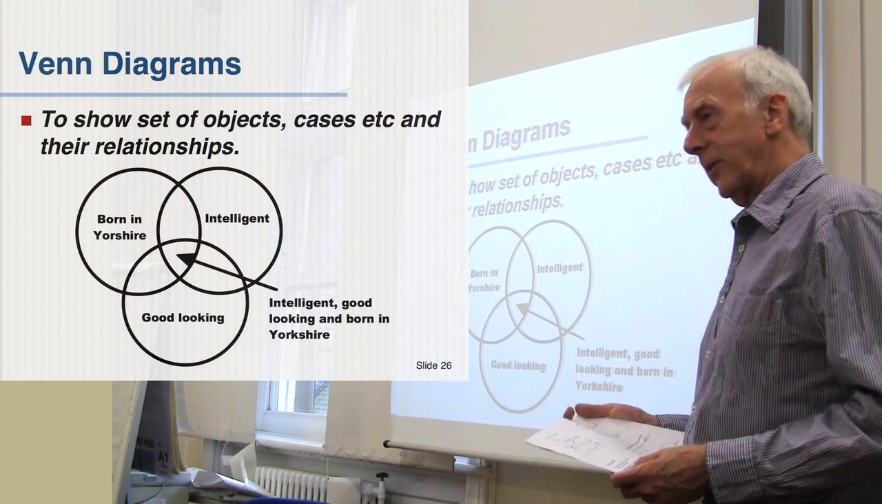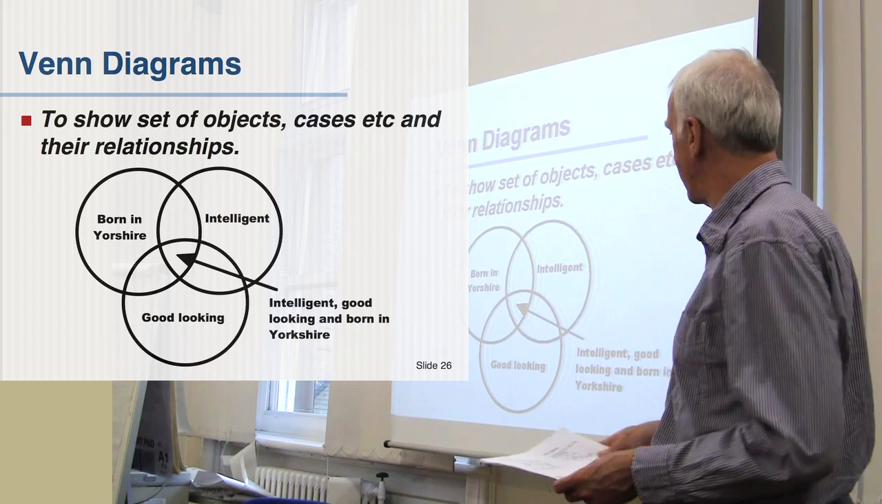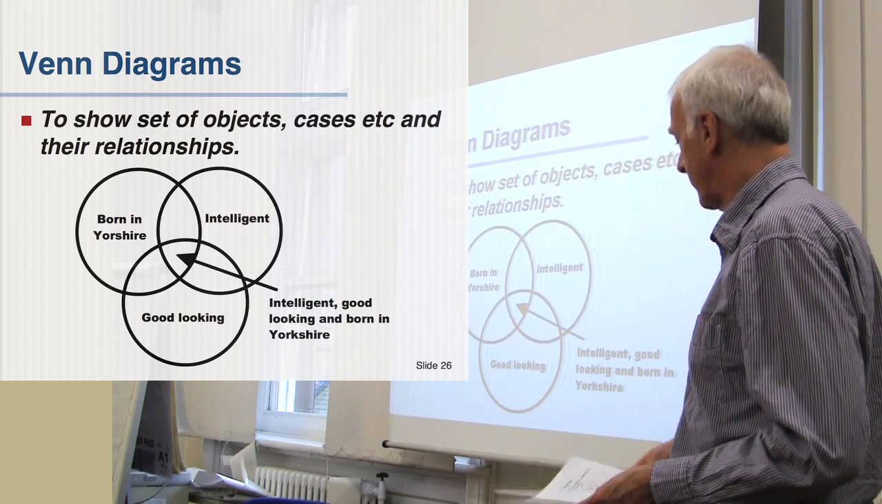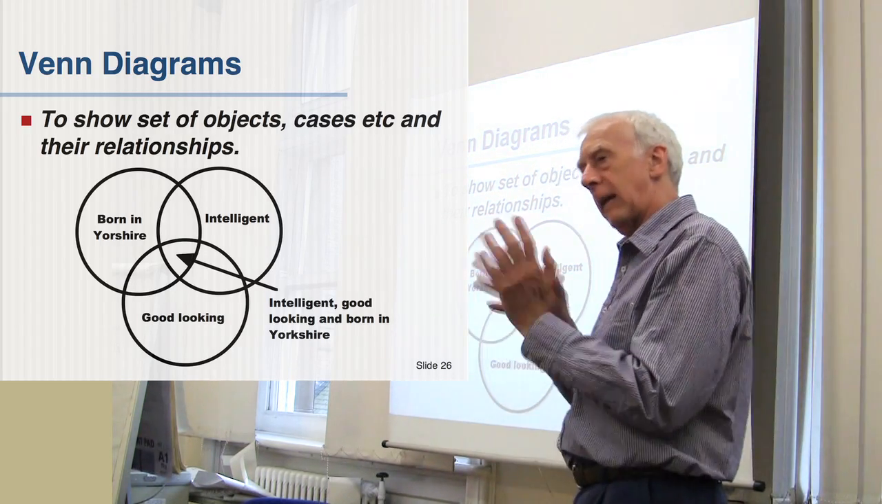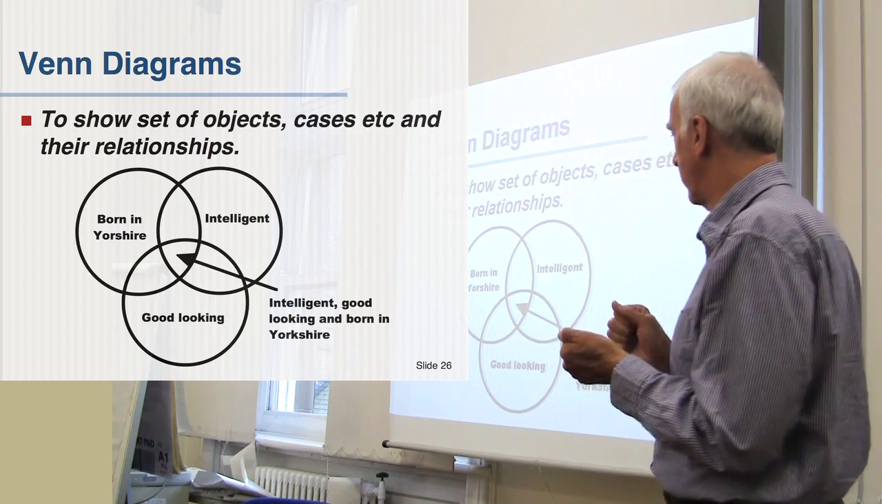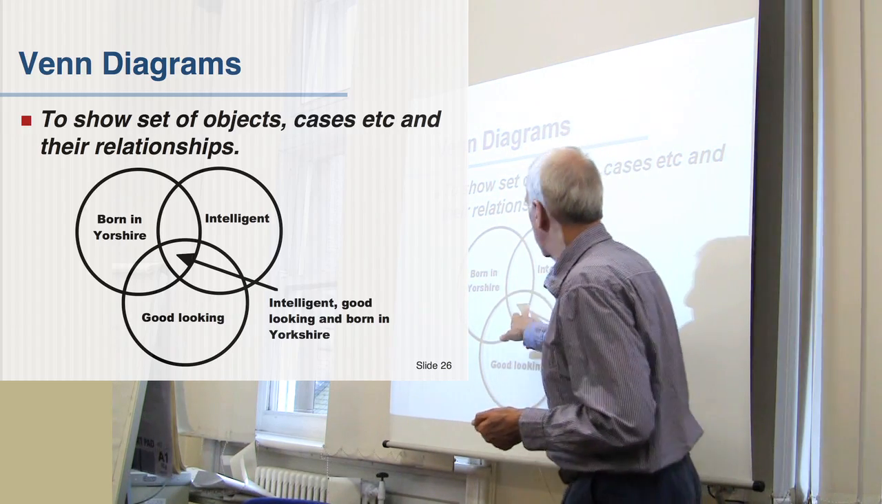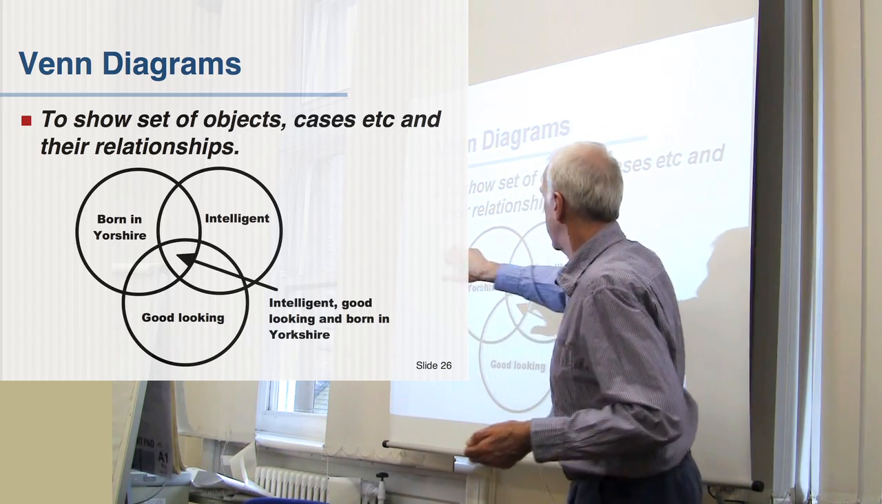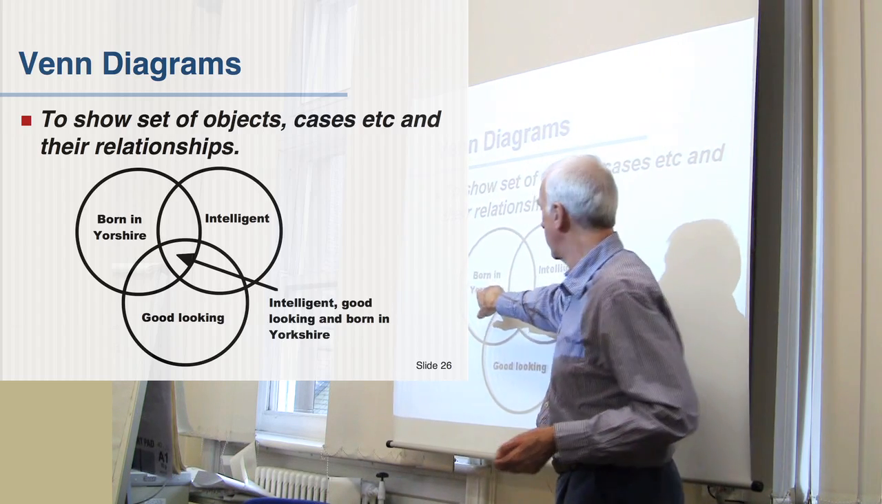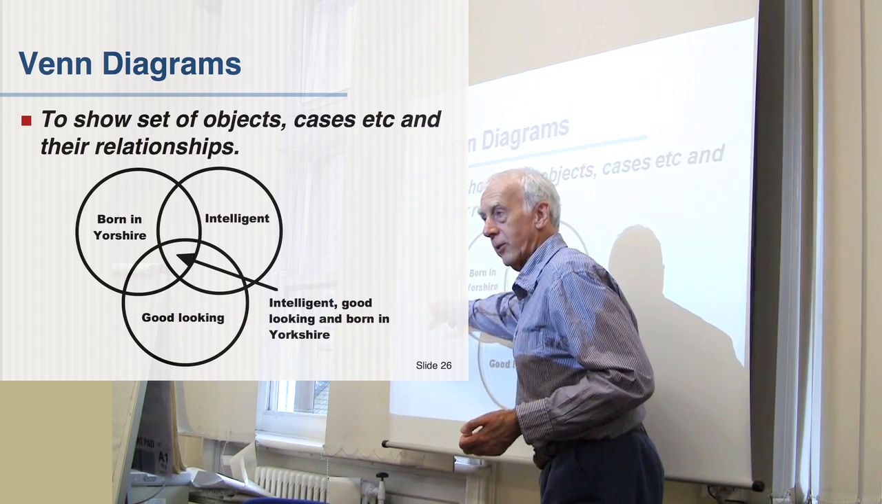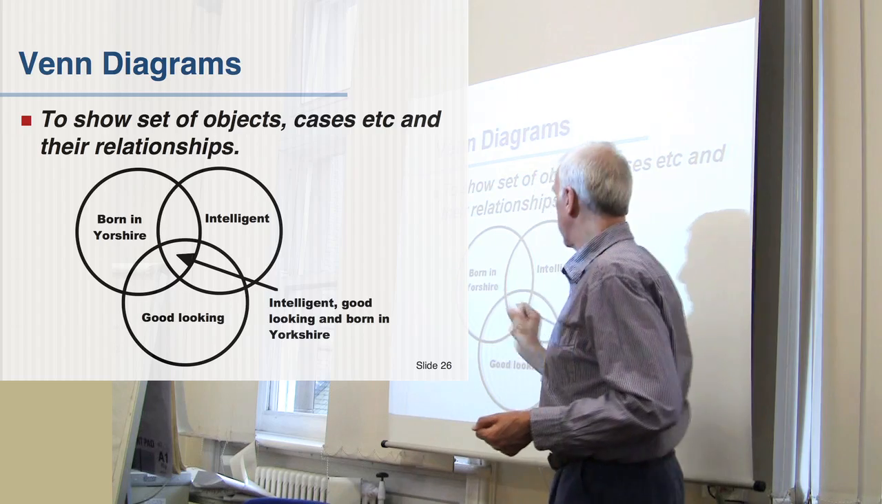Have you heard of Venn diagrams? Here's one. These are just simply ways of indicating overlapping characteristics in things. So, you know, the idea of here's a circle that says born in Yorkshire. So anything inside the circle is born in Yorkshire. And individuals that were born in Yorkshire can't appear outside the circle.